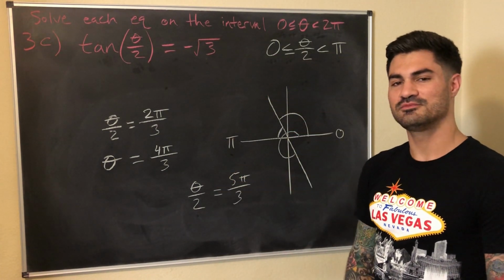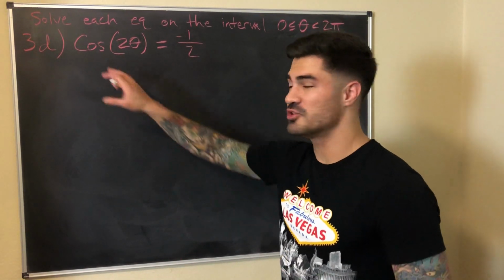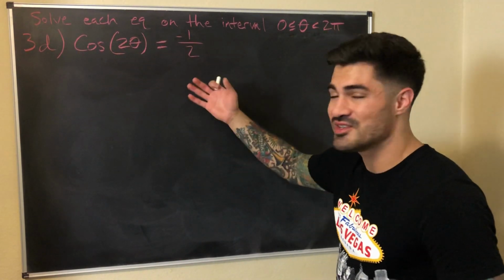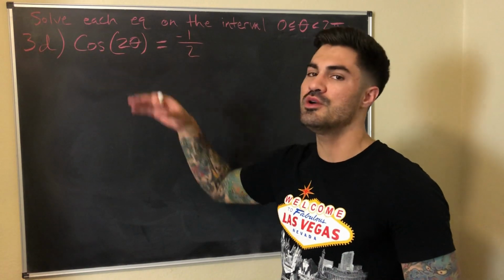Hopefully that makes sense. Now in this example, we see that, again, we have the trig part of the equation isolated for us, but this time instead of theta over 2, we have 2 theta.